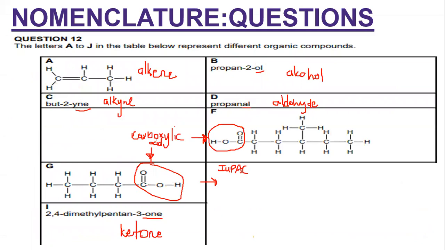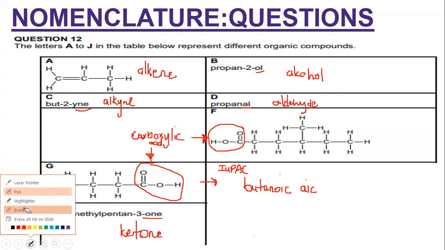Now this is a carboxylic acid. We don't have to mention anything about the position of a functional group. So we just count the number of carbons, 1, 2, 3, 4. So it will be but-, so it would be butanoic acid. It's very important that you remember carboxylic acid ends with oic acid. The C comes before the I.